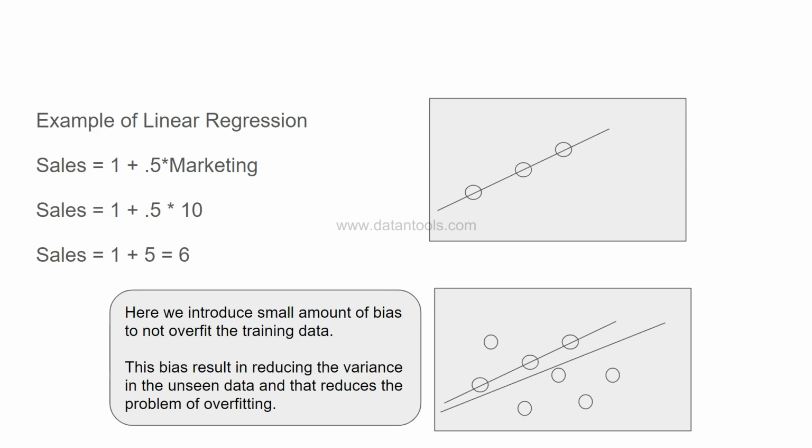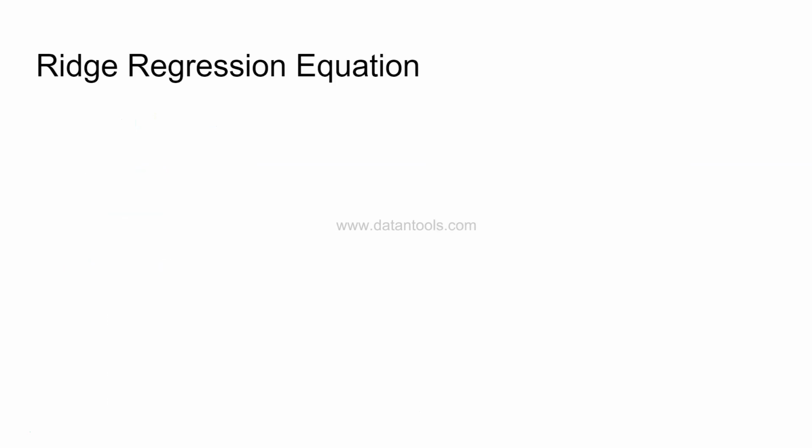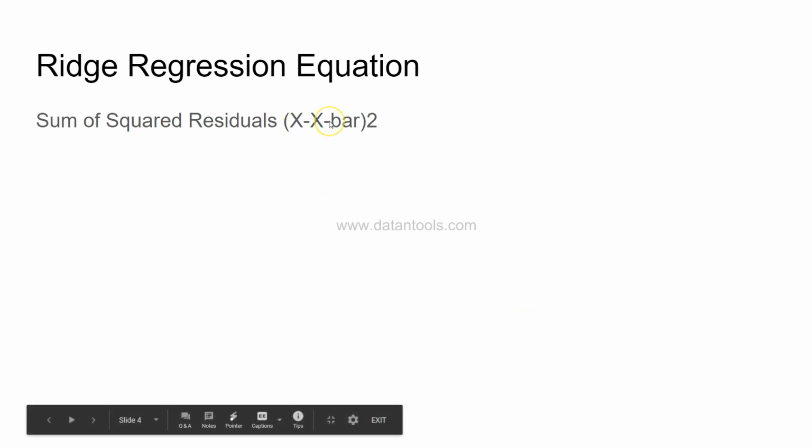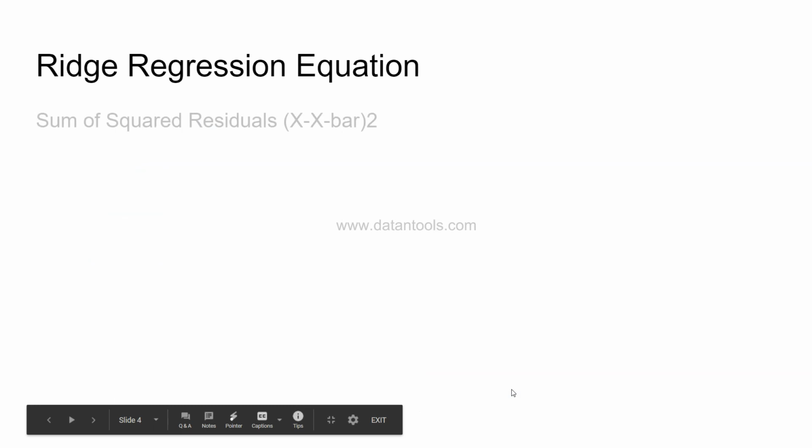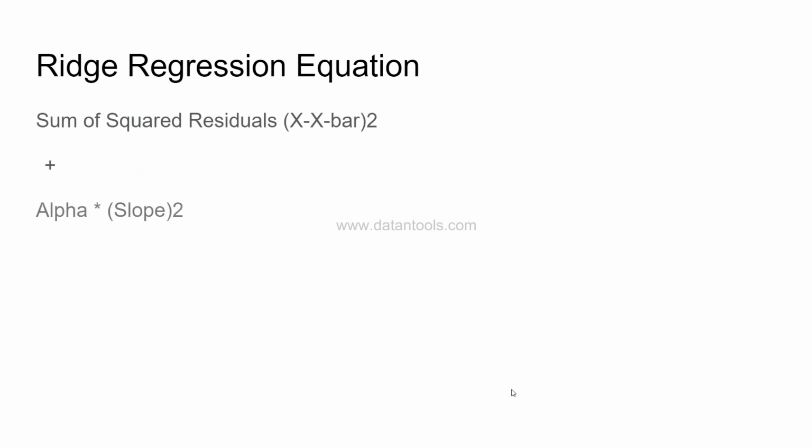First of all, seeing the equation of the ridge regression. The ridge regression equation is basically the sum of squared residuals. That means x minus x bar, the mean value. So this is the x and this is the x bar, and then you take a square of it, and then you add the alpha. Alpha is basically the penalization, how much the bias.